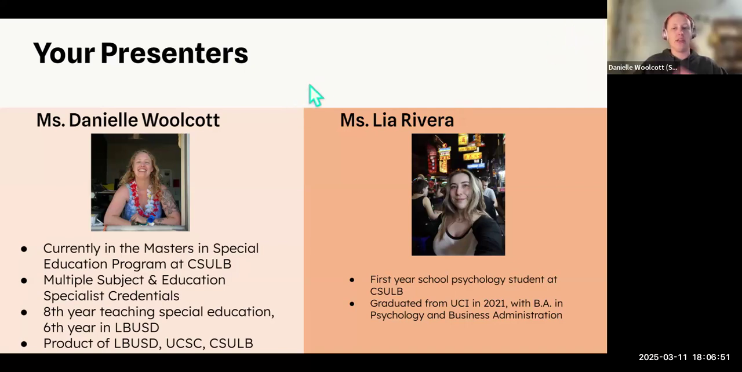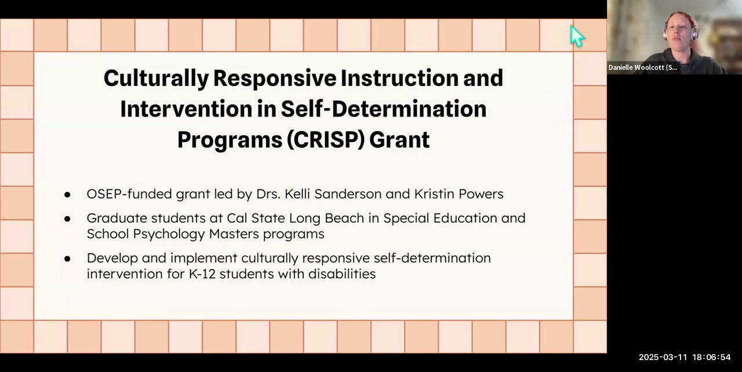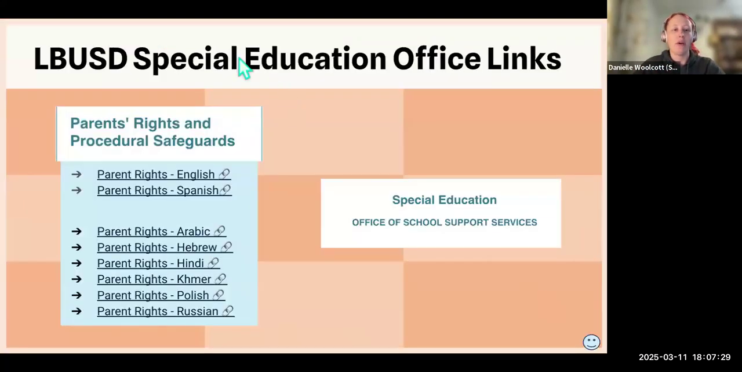Awesome. So we'll be walking through this content with you today. We are both delivering this through a grant that we are both lucky to be a part of, and the grant is called the CRISP grant, or Culturally Responsive Instruction and Intervention in Self-Determination Programs grant. It's an OSEP funded grant program led by Drs. Kelly Sanderson and Kristen Powers. It's for graduate students at Cal State Long Beach in special education and in the school psychology master's programs, and we get to work together to develop and implement culturally responsive self-determination interventions for K to 12 students with disabilities. So that is where we are from.